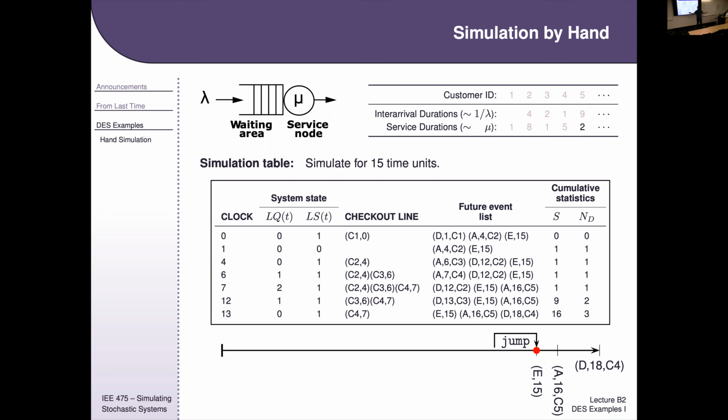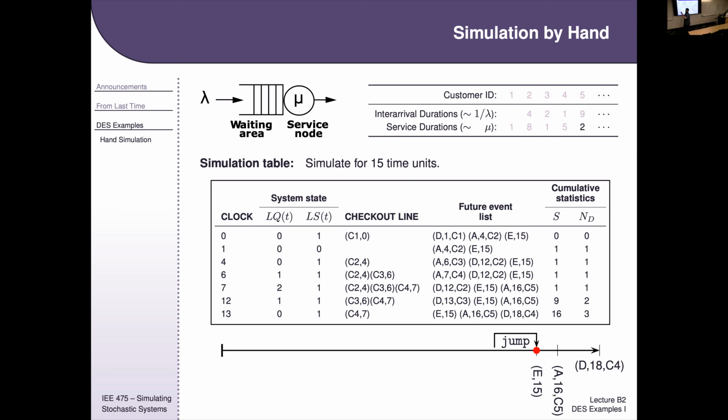So that's right. On a departure event, one of the key things you do is you always remove somebody from the checkout line. You always increment the number of departures. You may have to change the cumulative service time, and you'll have to adjust the LQ and LS appropriately. So on a departure event, you're going to remove one from the LS, but you might end up re-adding it if somebody else is in the checkout. Does that make sense? Okay.